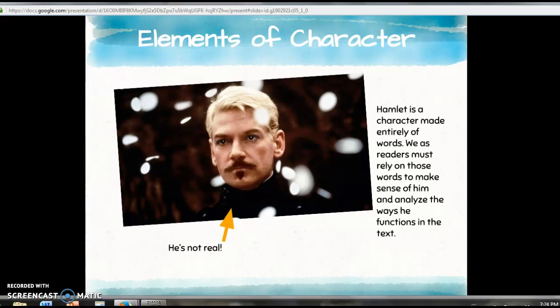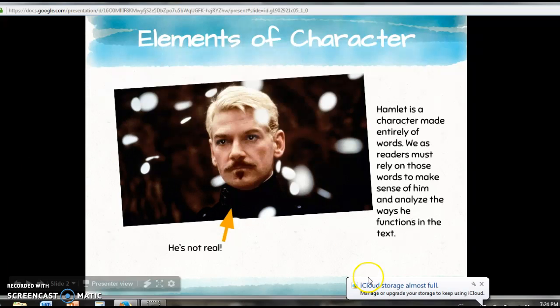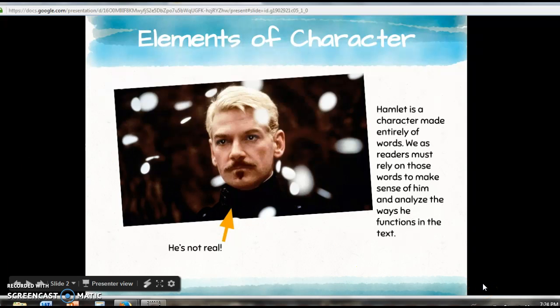But really, Hamlet is words. He's not a person. He doesn't have an appearance that's ever described. We don't know anything about him. He is words on a page. So we as readers rely on those words to make sense of him and to understand what's happening. So there are certain words when we're thinking about Hamlet that are going to be more important than others.